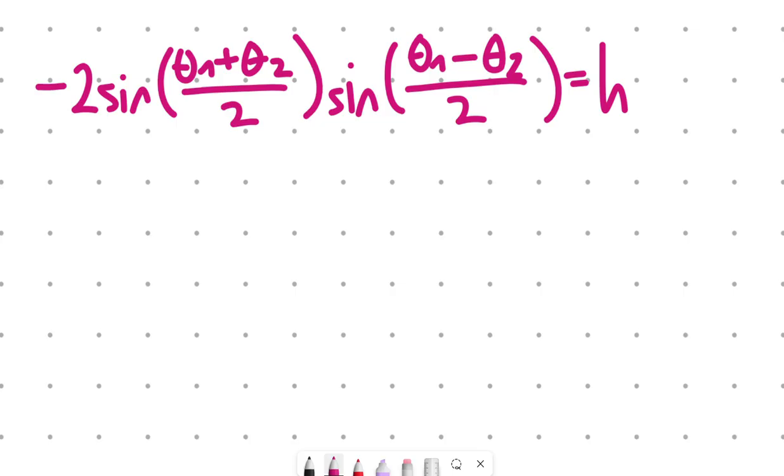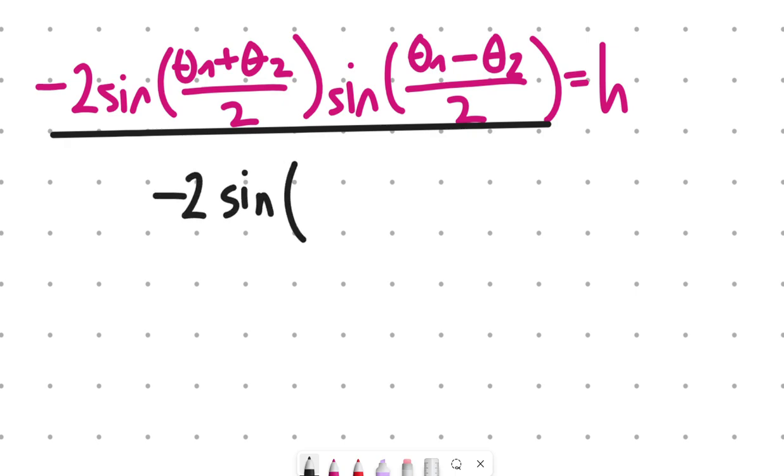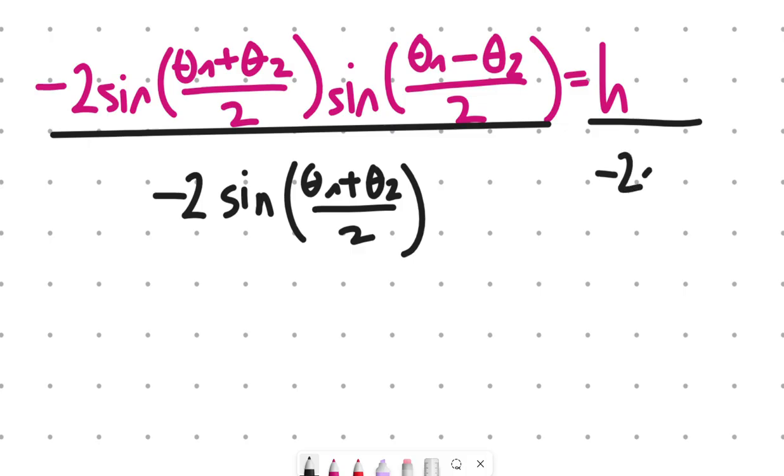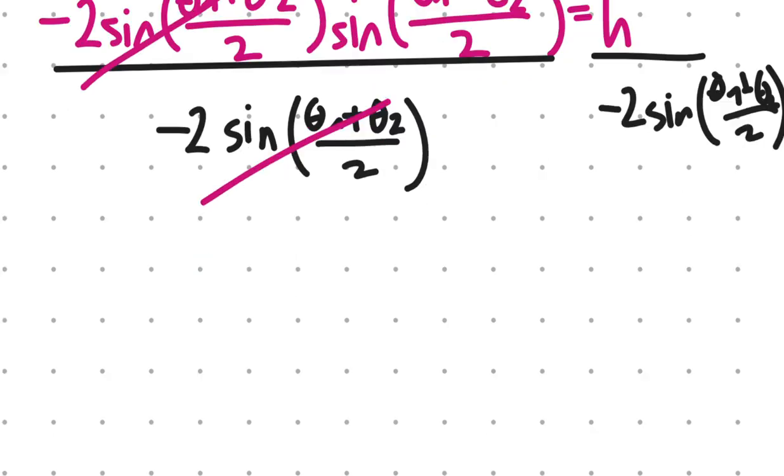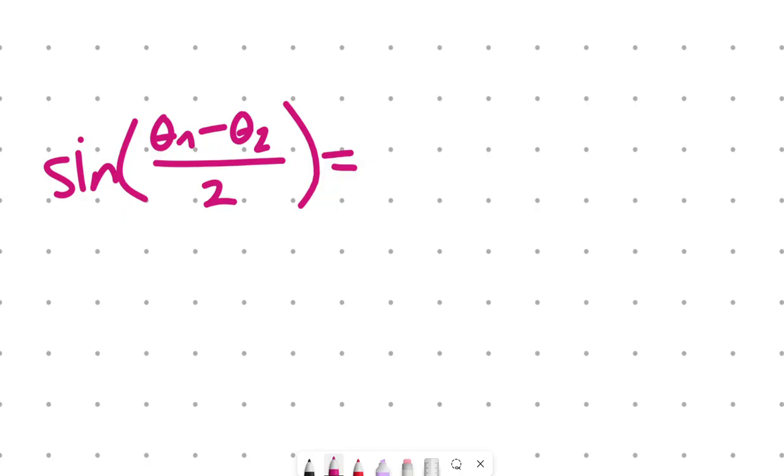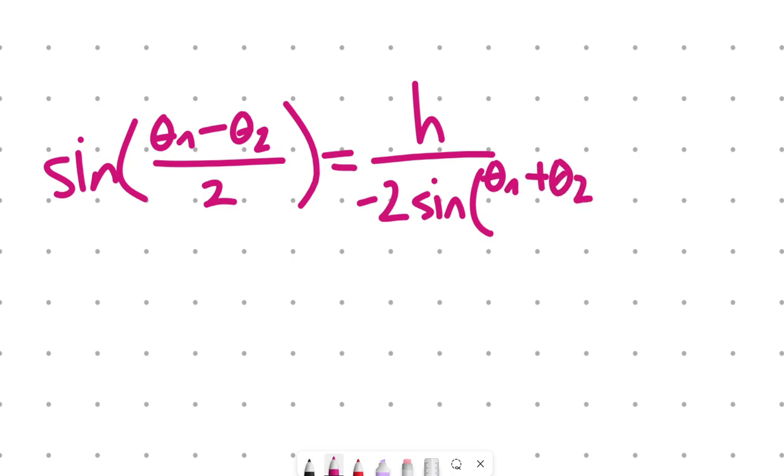So let's divide everything by negative 2 sine of (theta 1 plus theta 2) over 2, and the same thing over here. So the negative 2 sine of (theta 1 plus theta 2) over 2 will just cancel out over here. So we will just get sine of (theta 1 minus theta 2) over 2 is equal to h over minus 2 sine of (theta 1 plus theta 2) over 2.